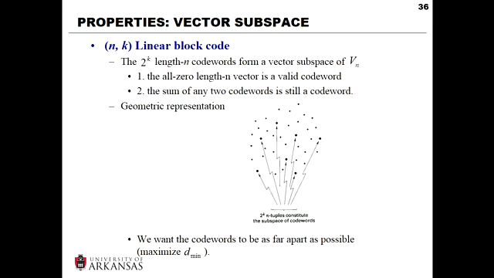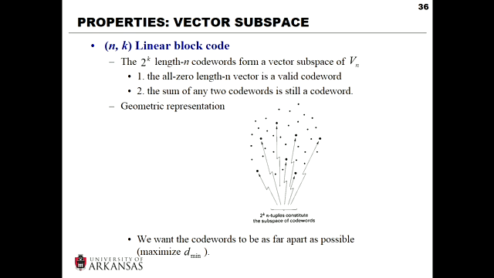So for an (n,k) linear block code, the 2 to the power of k length-n code words form a vector subspace of Vn. Graphically, we can consider the collection of all these points. They are the vector space. Totally we have 2 to the power of n points. Each length n vector can be represented as a point in an n-dimensional space. And out of these 2 to the power of n points, we only need to pick 2 to the power of k points to be our code words.